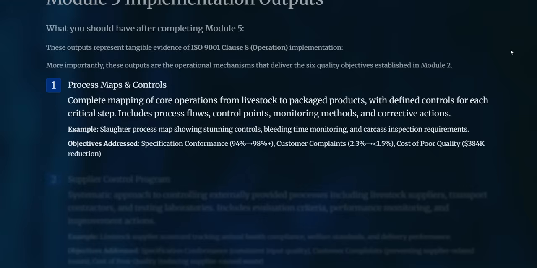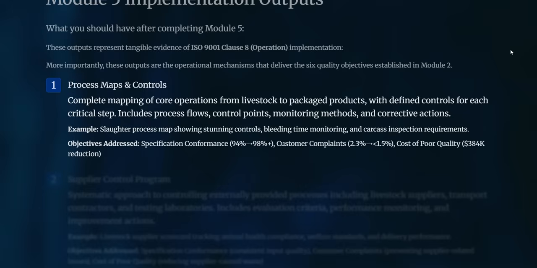First output, process map and control. You should be able to conduct complete mapping of core operations from livestock to packed product, or in your case, it could be from raw material to final product, with defined control for each critical step. Include process flow, control points, monitoring methods, and corrective actions.